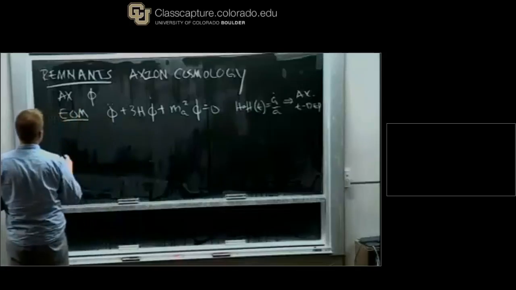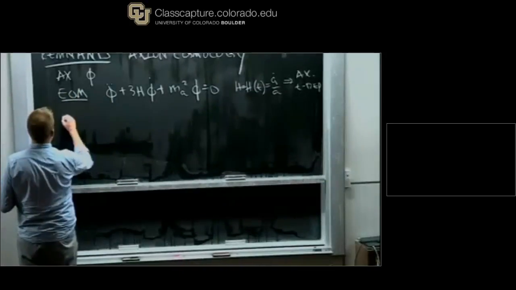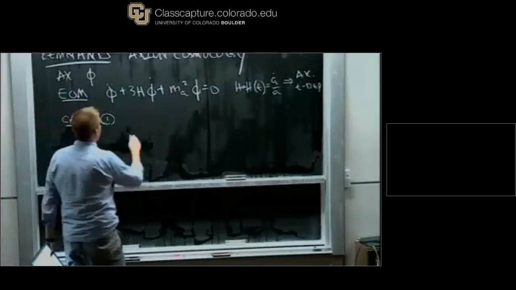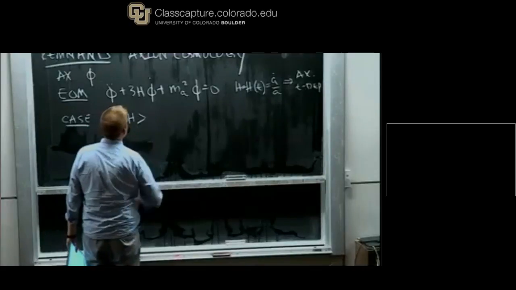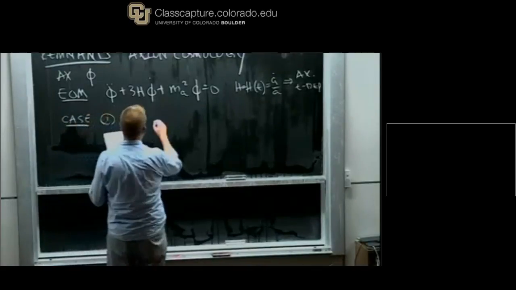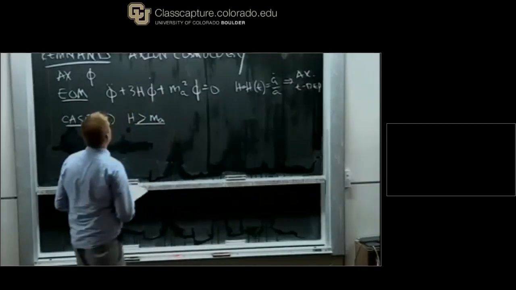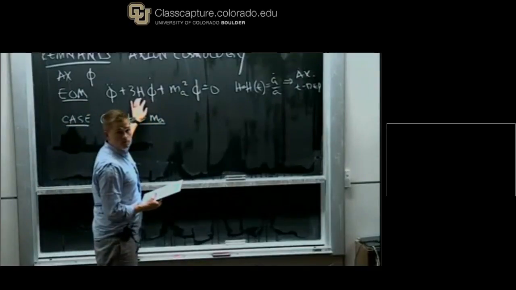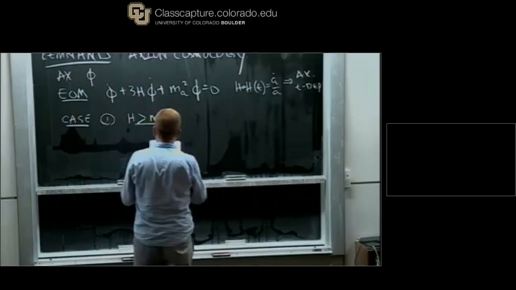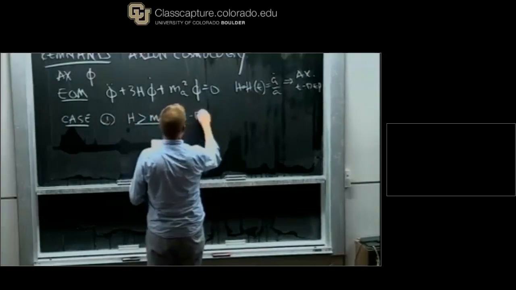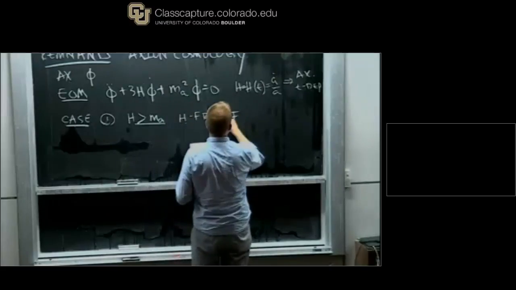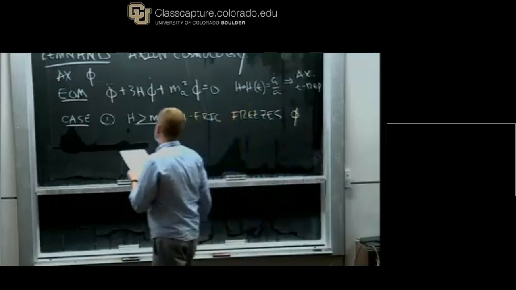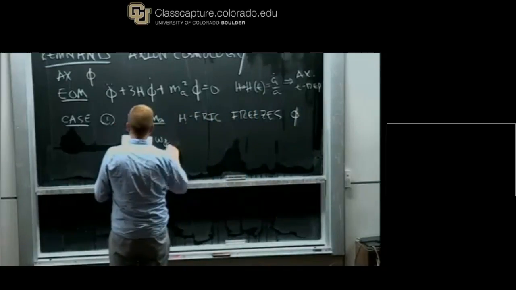So there's two basic cases. In case one is times in the expansion of the universe where the Hubble factor is greater than m_a. If this is much, much greater than m_a, this looks like a friction term. And this friction term is going to freeze phi. Hubble friction is going to freeze phi.